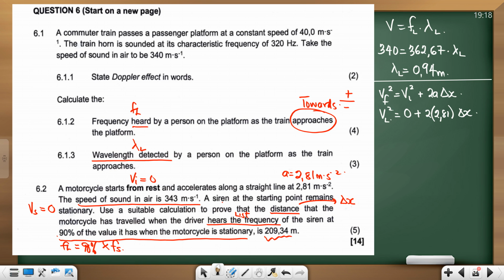Oh, they gave us Doppler here. Come, let's work. FL, this guy is moving away. If it is away, what are we going to have? V minus VL over V. Is that fine? And this is what? Fs.